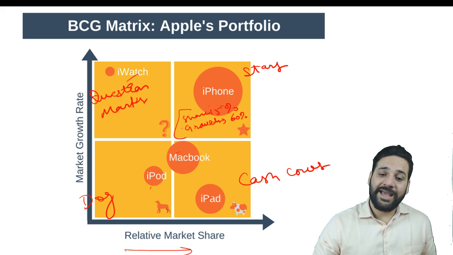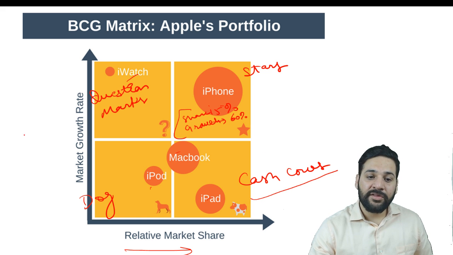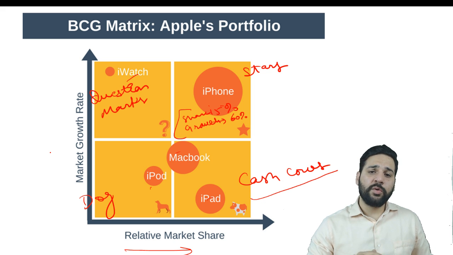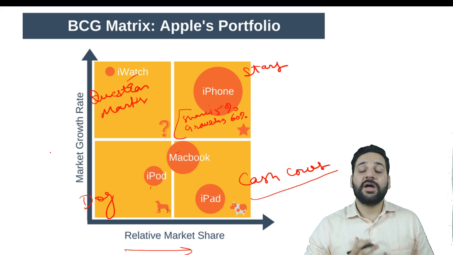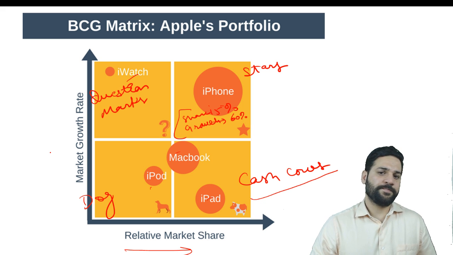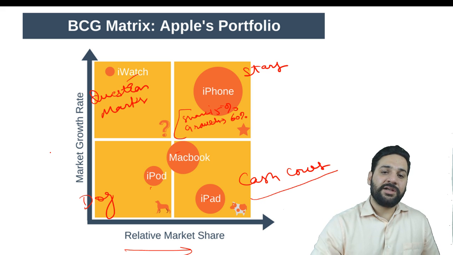And then there are cash cows. Cash cows are the products in which there is low growth, the market growth rate, the growth of the overall market. What is the growth rate of the tablet market? It is not growing at a fast pace. So the growth rate is low, but the relative market share is high.